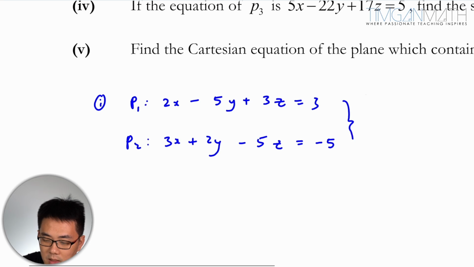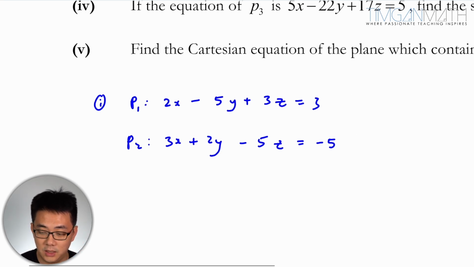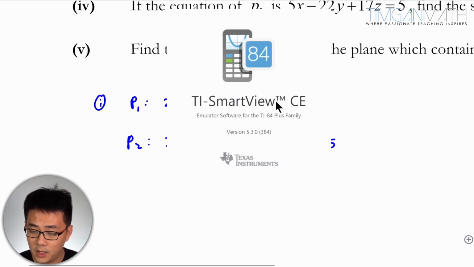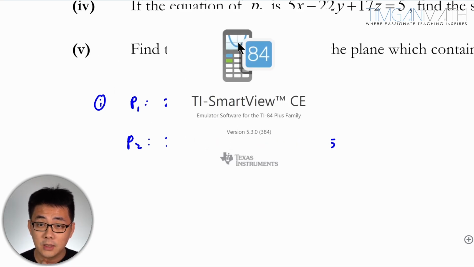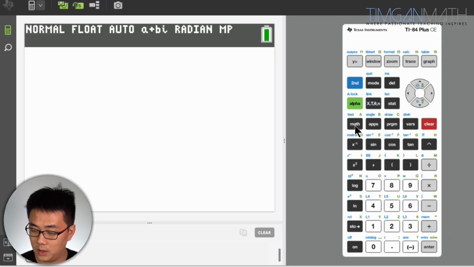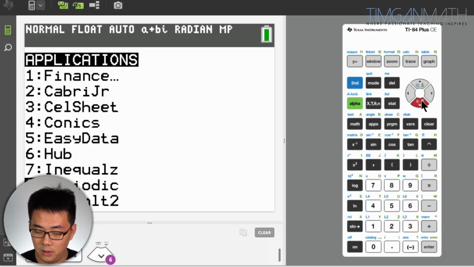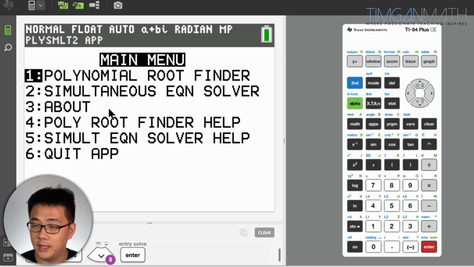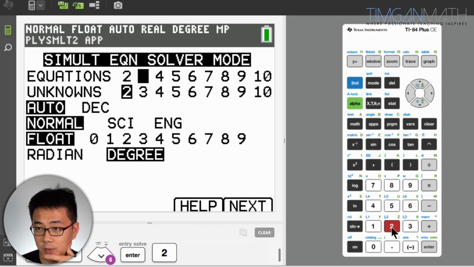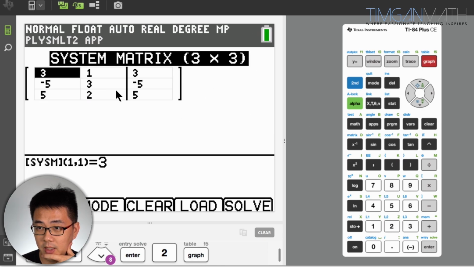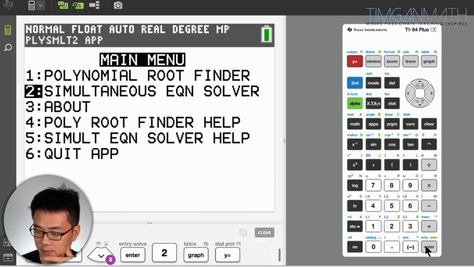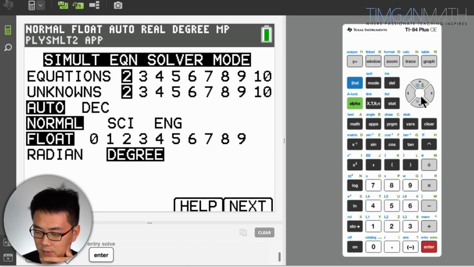Just bring out your GC and key these two in. You have two equations and three unknowns here, so key in the polynomial simultaneous equation solver. Go to Apps and use the simultaneous equation solver, which is number 2. Sorry, wrong, the mode is simultaneous, so we have 2 equations and 3 unknowns.